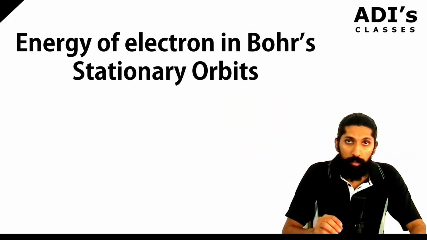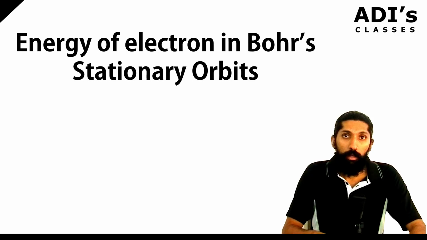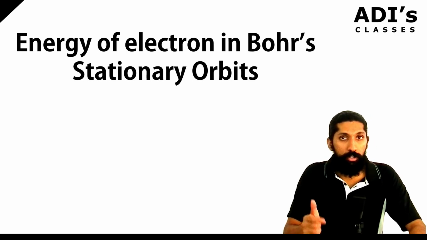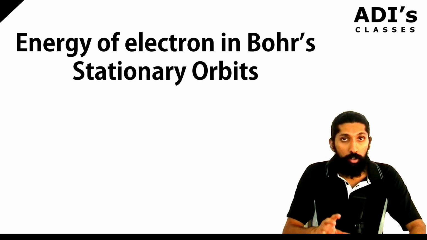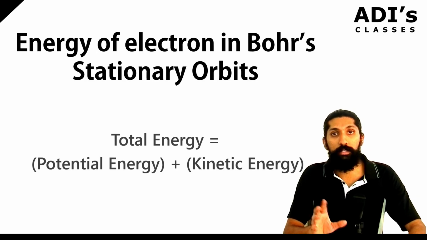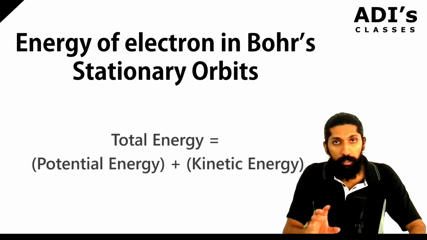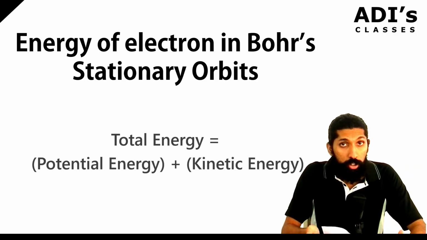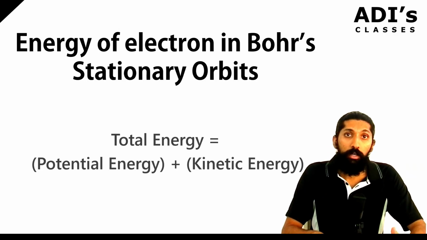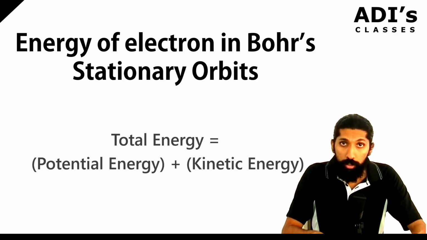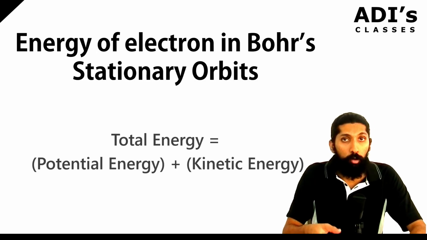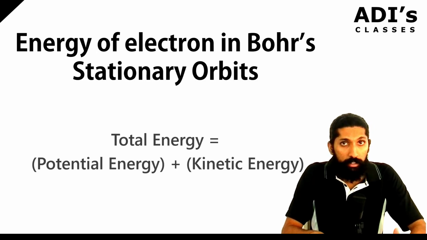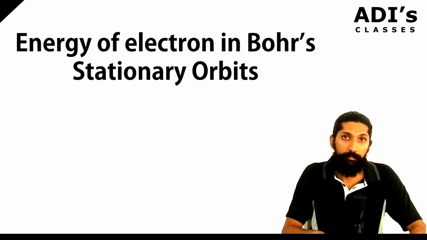Whenever we talk about energy, there are two types of energies, correct? Potential and kinetic energy. So the total energy is the sum of potential energy and kinetic energy, correct? Potential energy is due to the position and kinetic energy is due to the motion. Let's try to calculate the kinetic energy first.